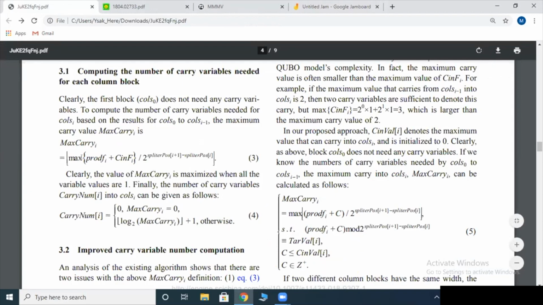Now if the maximum carry is 0, then we will assign the carry numbers as 0, so we need not assign anything there. If it is not, then we will go to the ceiling of log of maximum carry plus 1 for the carry bits. So I hope you got some idea of what we are trying to achieve.